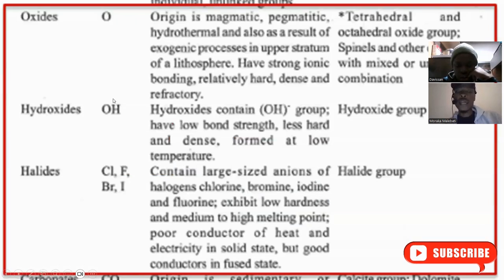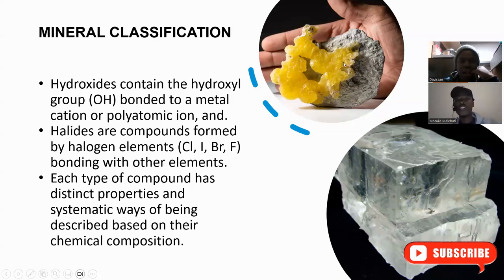So the hydroxides have the OH or the hydroxyl group, and the halides have the halogens. So there are halogens, that is to say everything from group 7: chlorine, fluorine, bromine, and iodine, right? So the halides contain the halogens, and the hydroxides have the hydroxyl group. If you check over here, for example, Brucite is the hydroxide, and this is the halide, right?